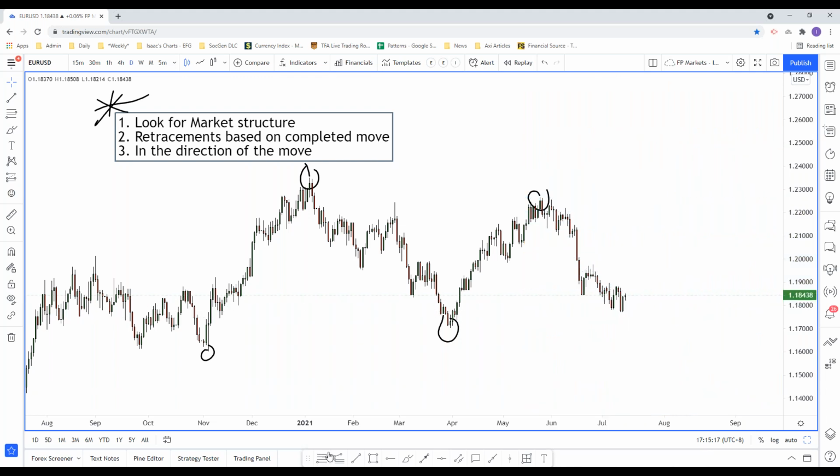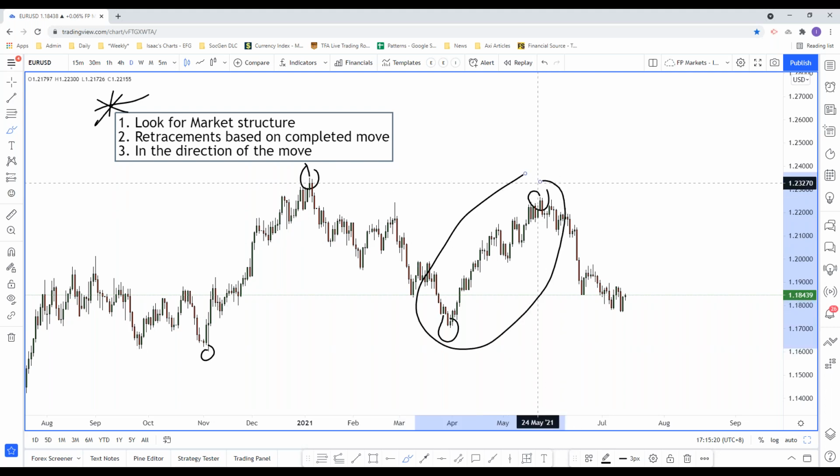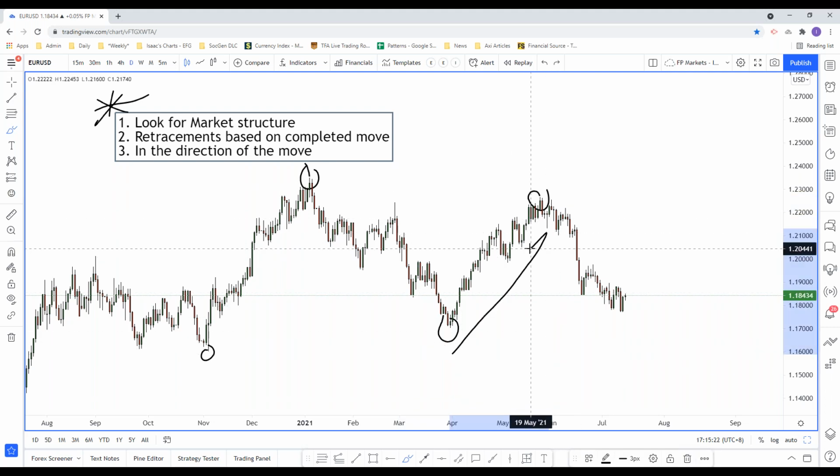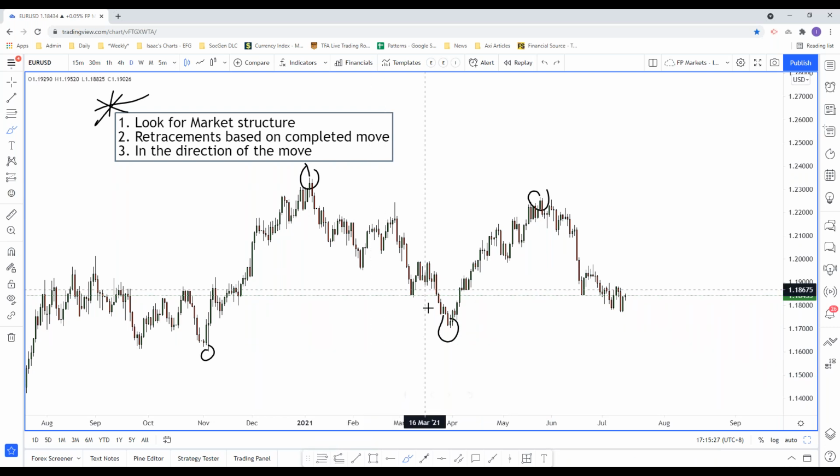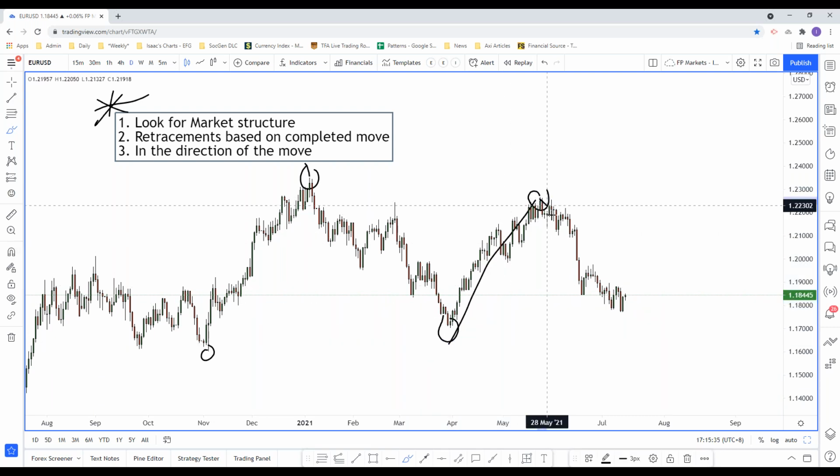On the other hand, if I were to look at this move, this is a push up. So I draw Fibonacci retracement. That is a clear market structure. We first look for clear market structure, swing low, swing high. We look for a completed move. This is a completed move because the market has already pulled back quite a fair bit.